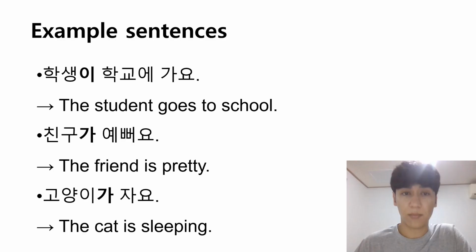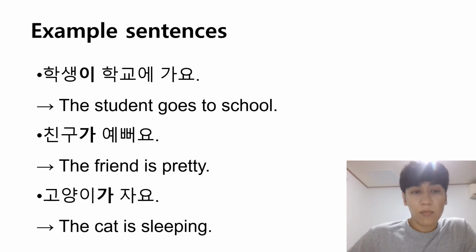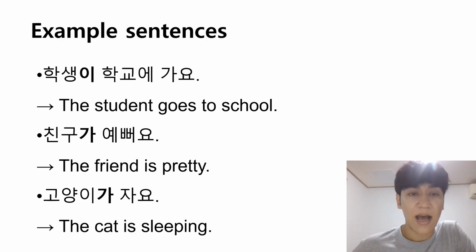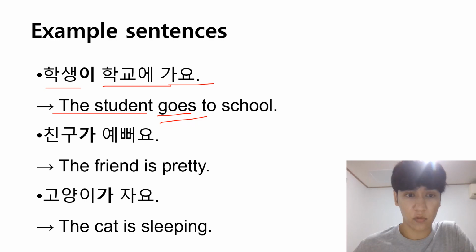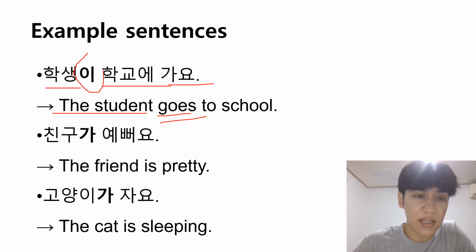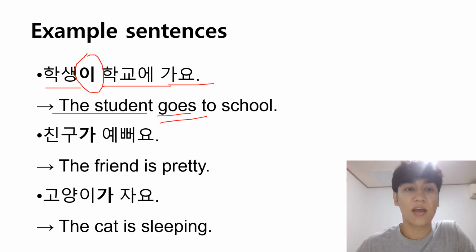Okay, now let's look at the example sentences which use the subject particle. Number one is 학생이 학교에 가요. The student goes to school. Where? To school, right? In English, by looking at the order of the sentence, the student goes to school, you can easily say the student is the subject of the sentence. But in Korean, you need to use 이 in order to determine the subject.